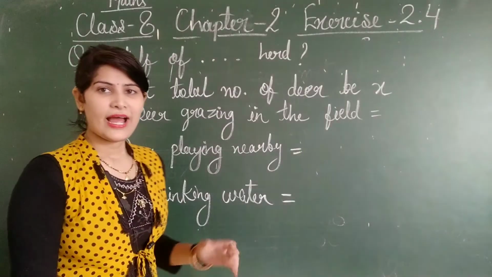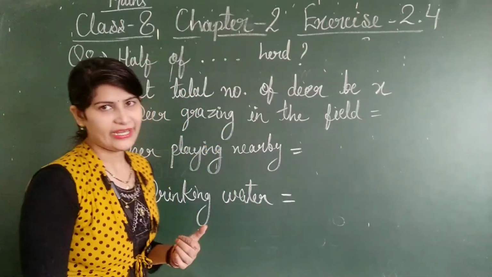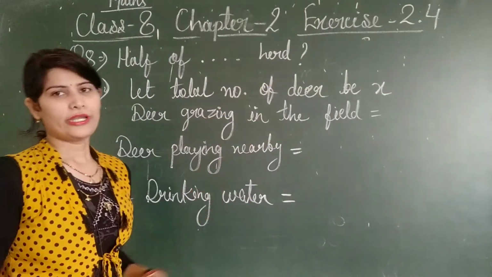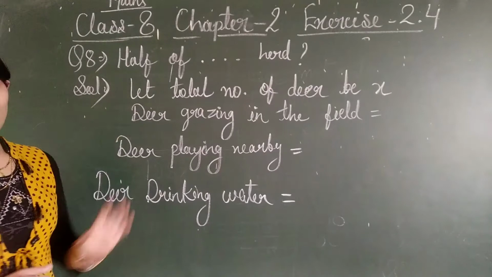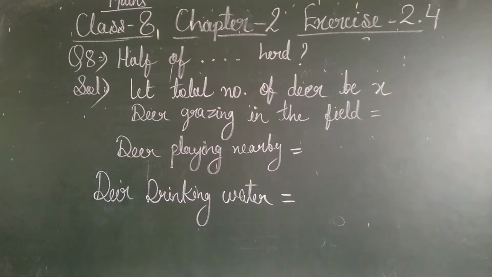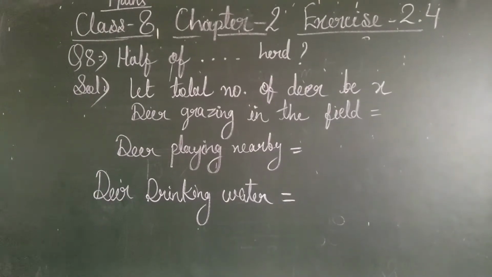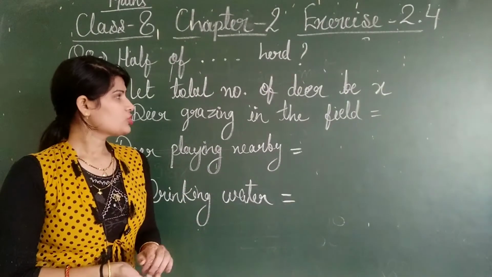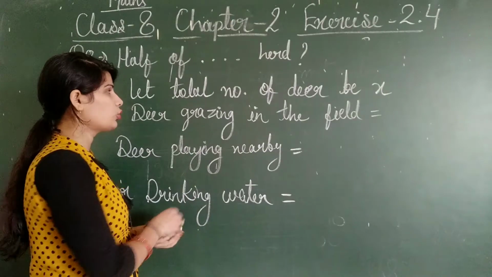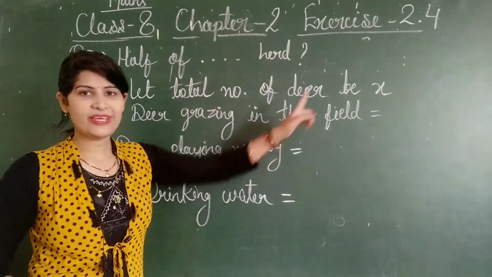Dear students, I am going to start question number 8 of exercise 2.4. Okay, so look at this. Question number 8. Half of a herd of deer are grazing in the field. Means we don't know how many the total deer is here. So I am taking let the total number of deer be X.